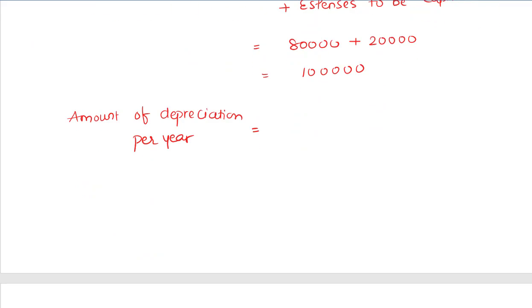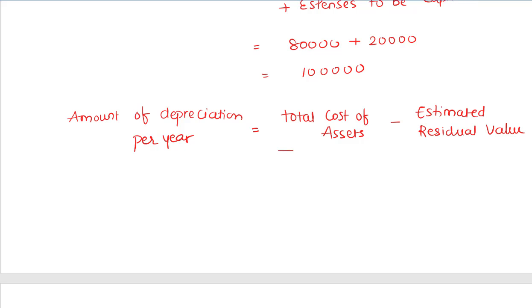Amount of depreciation per year. So basically it is total cost of asset minus estimated residual value, divided by expected useful life.